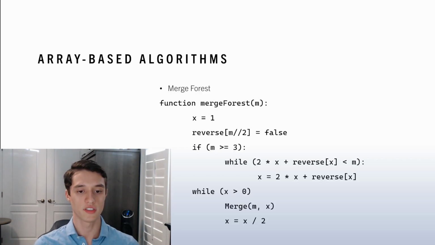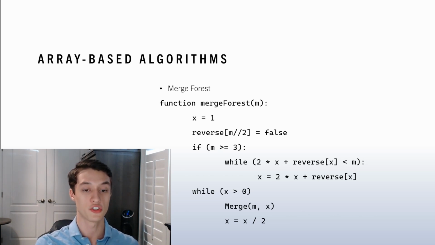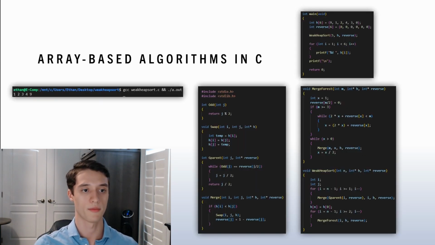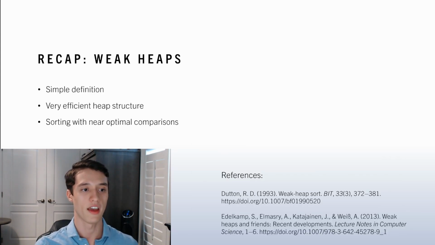For merge forest, you can see the algorithm here. It's a little bit complicated, but basically we're going to take the forest at the end, or the tree at the end, and we're going to compare it as it goes up its ancestors, and we're going to merge as it goes along, is the gist of it. For weak-heap sort, as we saw before, we're going to weak-heapify, remove the root, and then we're going to merge forest. Right, and here it is in C. I implemented this just to make sure everything worked as I thought it would. You can see I did GCC, I got 1, 2, 3, 4, 9, and that's all.